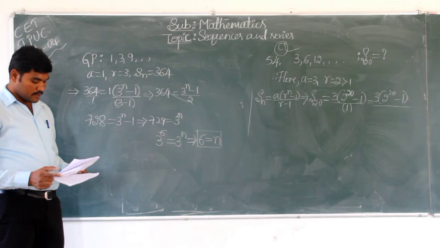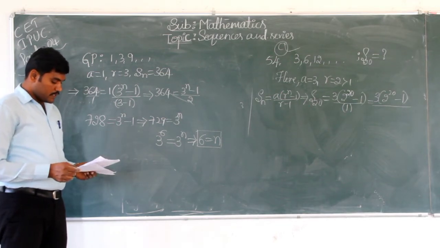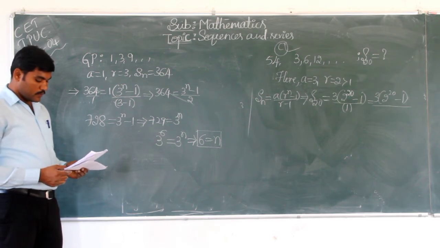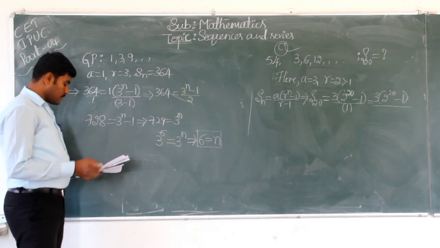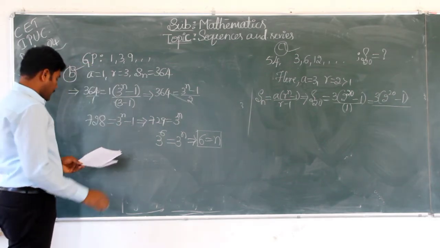Check out the options. Option A is 5, B is 6, C is 4, D is. Option B, 6, is the right answer. Question 55.